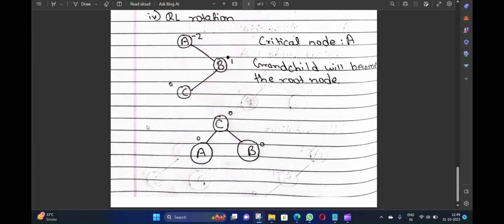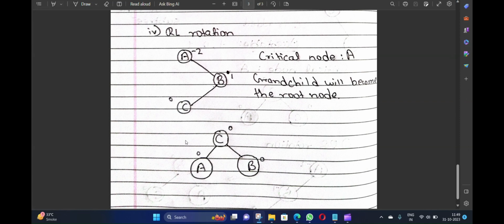So here C will be placed as our root element, and A and B will be adjusted accordingly. C is on the left side of B, so B is greater than C, and B will be placed in the right part. A is less than B and C because A is the parent of B and C, and all the nodes in the right subtree are greater than their parents. C is greater than A, so A is less than C and A will be placed in the left subtree.